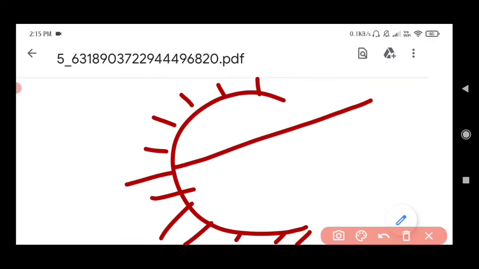And now a light ray is incident. Let me go practical. So a light ray has fallen, not straight. It has fallen like this. So this is the incident line. I am showing it with the arrow. We draw clearly.